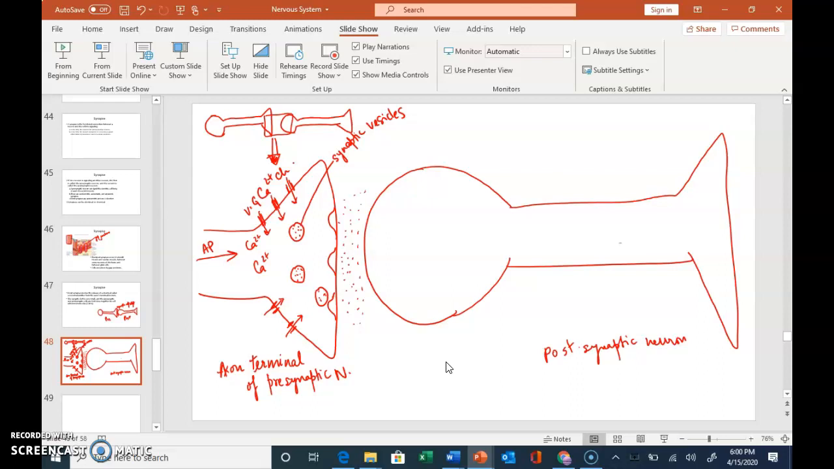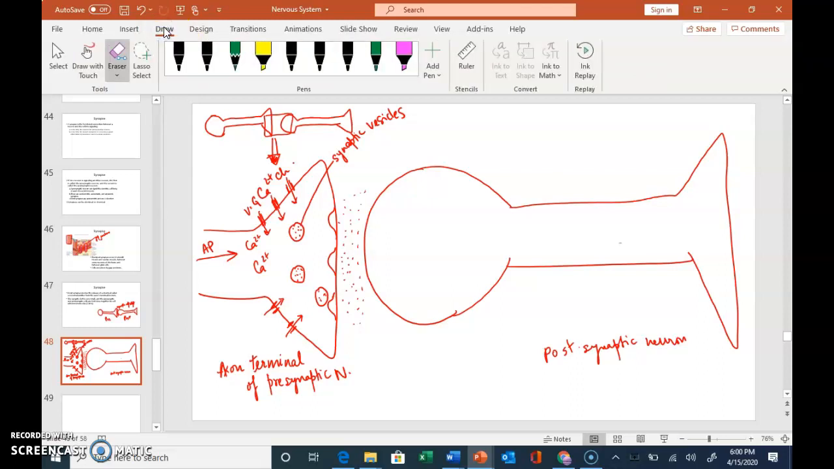Also remember, we have a lot of sodium outside the cell. So outside the cell we have lots and lots of sodium. Okay, we have low sodium inside. We know this. Okay, all right. Now what will this neurotransmitter do?